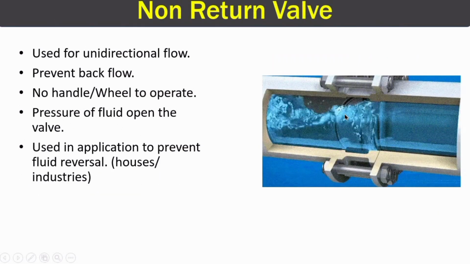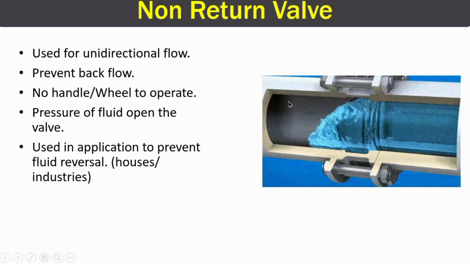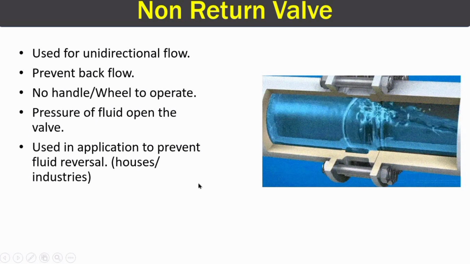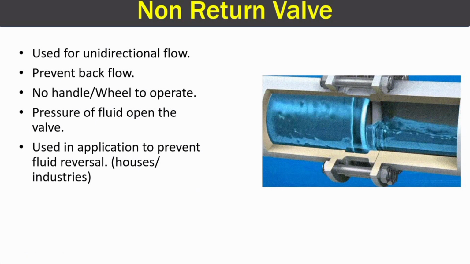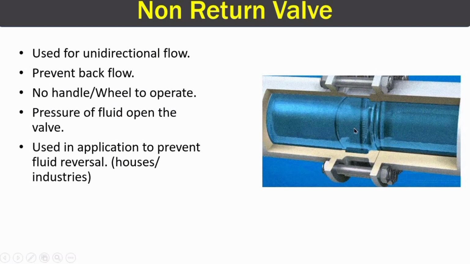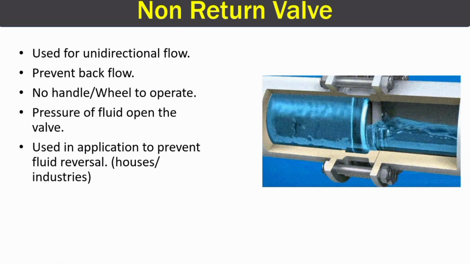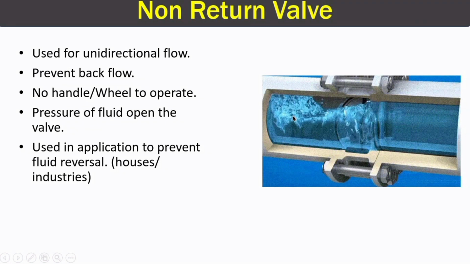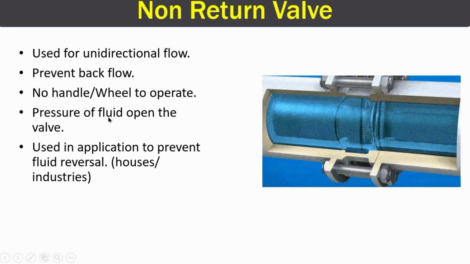Next valve type is non-return valve. Non-return valve is used for unidirectional flow. It means they offer flow in only one direction. Here in this image, you can clearly see that flow is only in one direction. When the flow comes back or reverses, the valve automatically closes and it has no handle or any wheel to operate it manually because it works automatically, and pressure of the fluid actually opens up the valve.